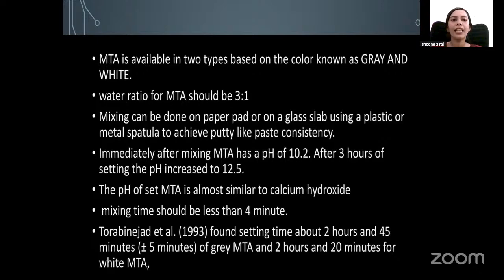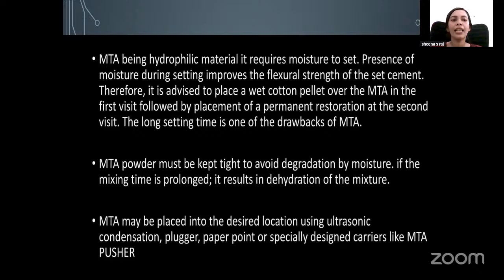Calcium hydroxide has a problem called tunnel defect formation. When we use calcium hydroxide, it is not homogeneous. We know that we use chalk, and when we put chalk in water, it dissolves. Similarly with calcium hydroxide, when it comes in contact with water or a moist environment, there is a chance of disintegration.